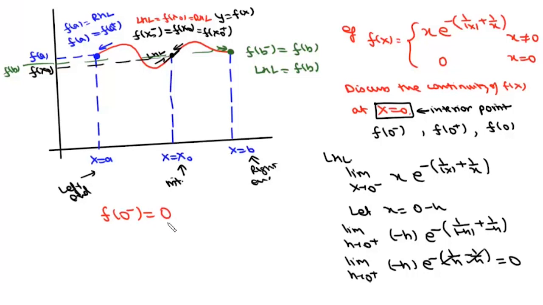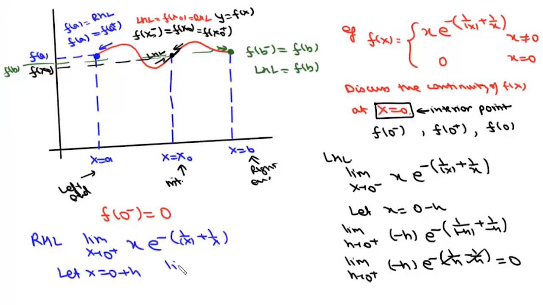Now we'll find its right hand limit. For the right hand limit, we'll write limit x tends to 0 positive of x e to the power minus 1 upon mod x plus 1 upon x. Now here we'll let x as 0 plus h.